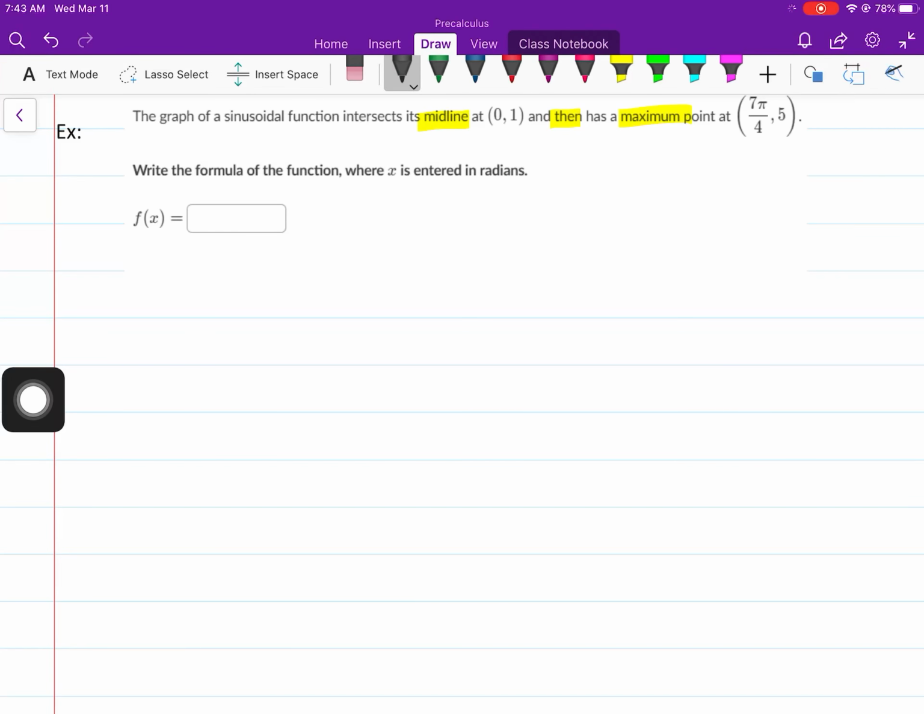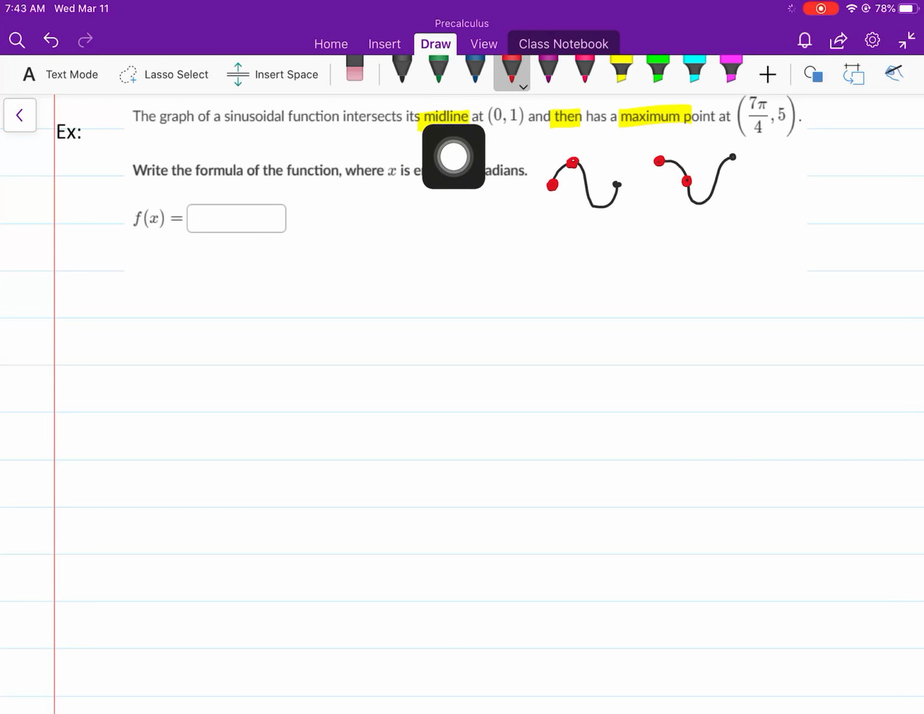If you remember, sine starts at the midline and goes through a hill and then a valley. It's our typical sine. Cosine usually starts at the top and then ends at the top. So sine's going to start on the midline and then go to a maximum point, compared to cosine, which starts at the maximum, then the midline.